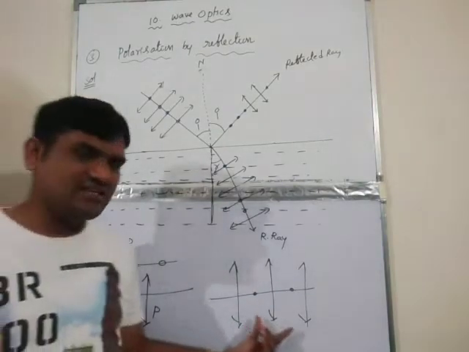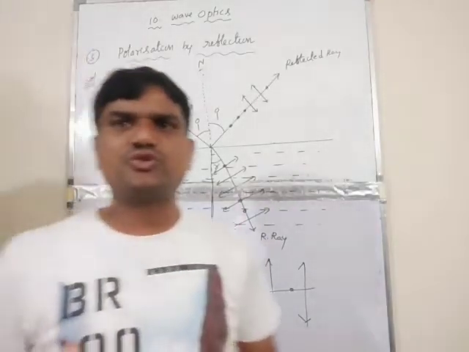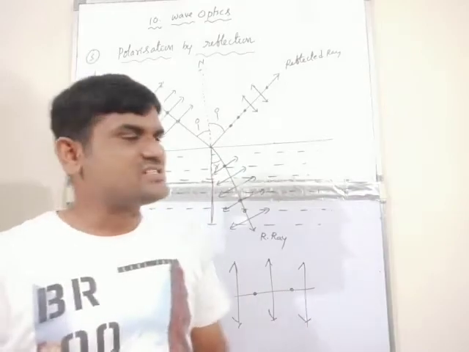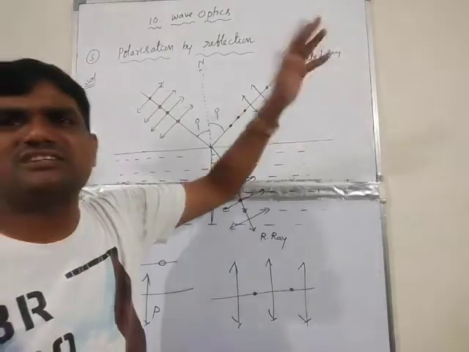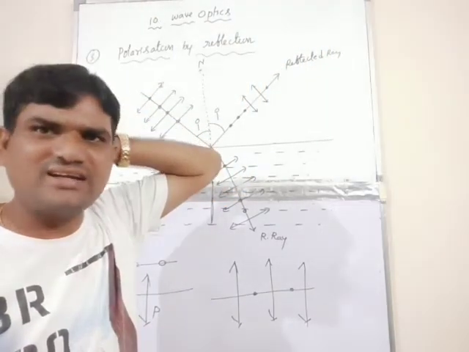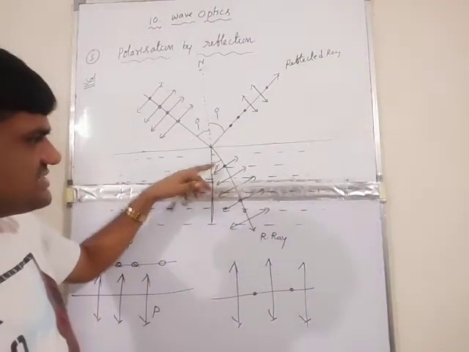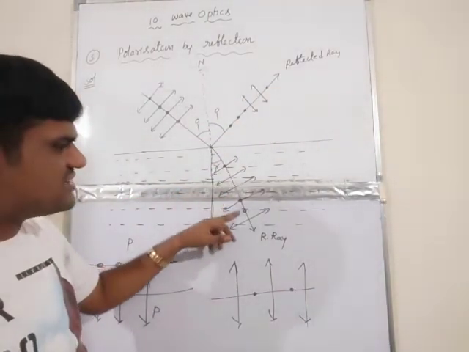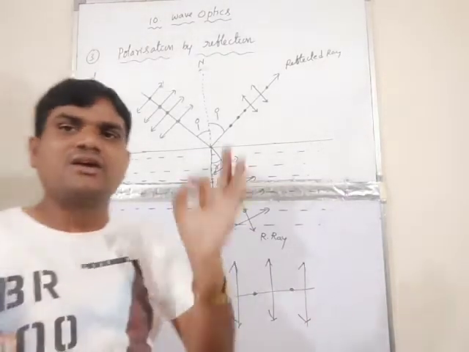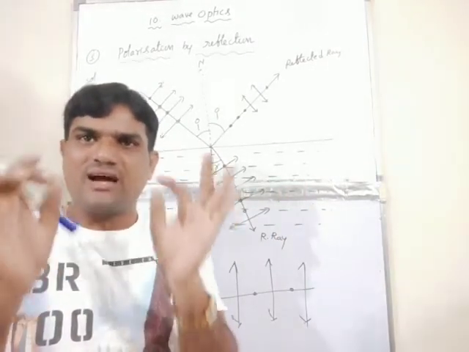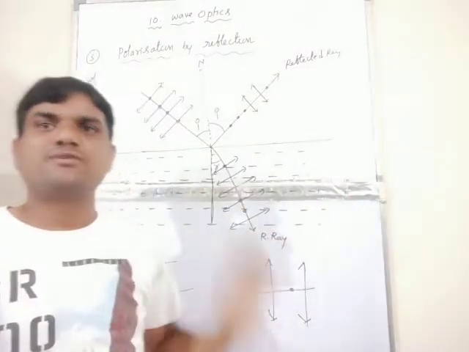This is called partially polarized. That means here, reflection generally, complete polarization, complete reflection does not happen. Some portion is reflected like that, some portion like that. Almost all of the refracted ray is unpolarized light only. So the reflected ray is partially polarized.